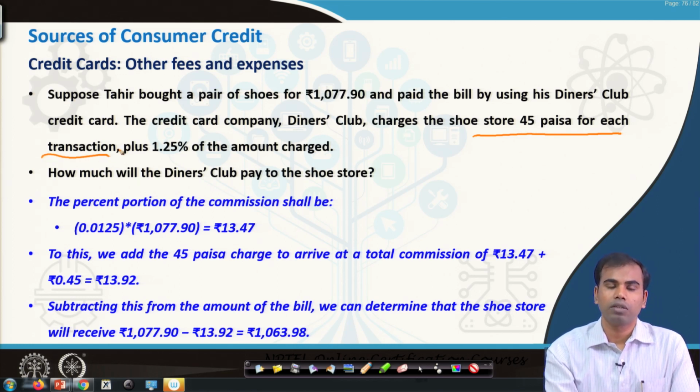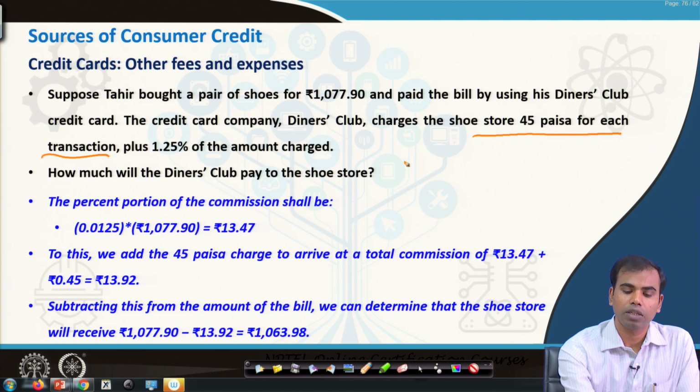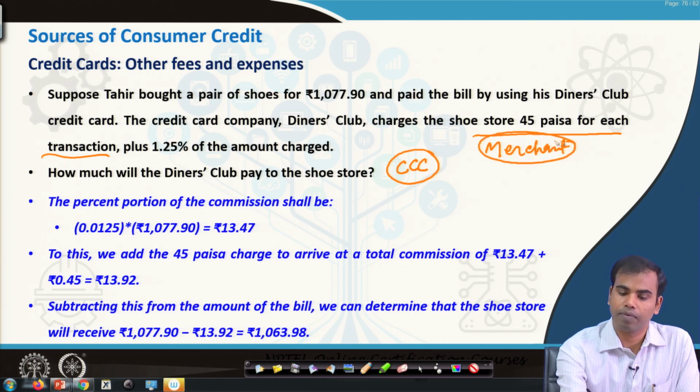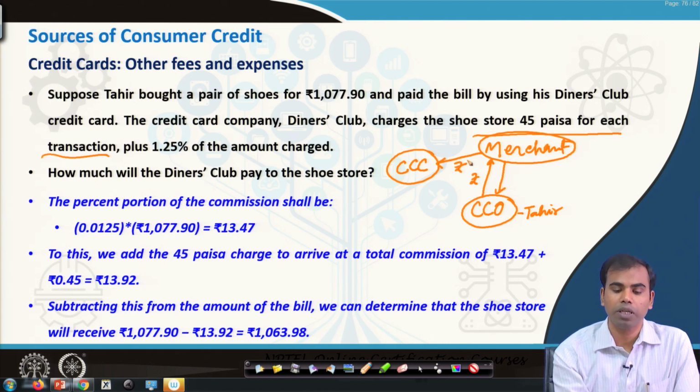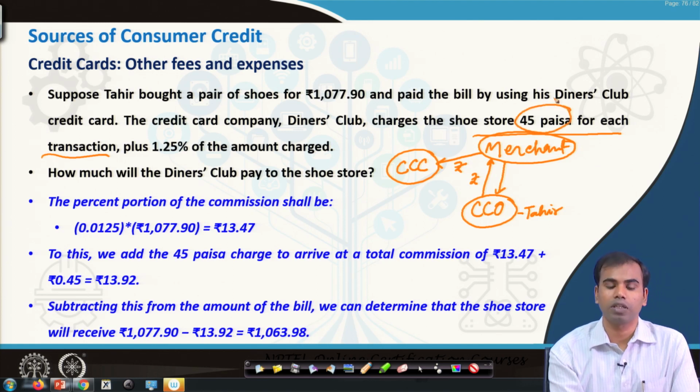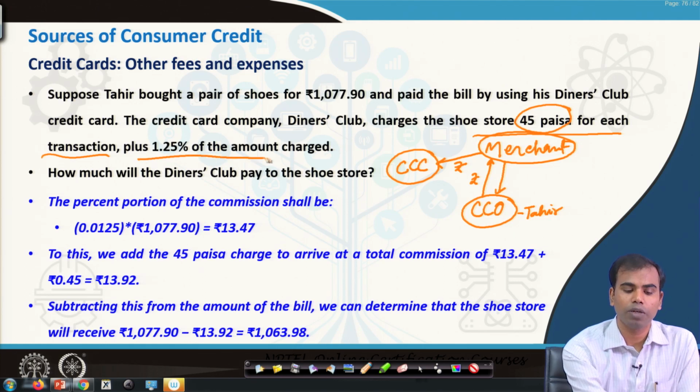So, basically this is the charge imposed by the credit card issuing company to the vendor or the merchant. So, there are the credit card company, the merchant, and then the credit card owner, which is basically Tahir in this case. The merchant has given the product and the transaction is made with the help of the credit card, so this amount goes to the merchant immediately. The credit card company charges some amount of money to the merchant, which is 45 paisa per transaction plus 1.25% of the amount charged.